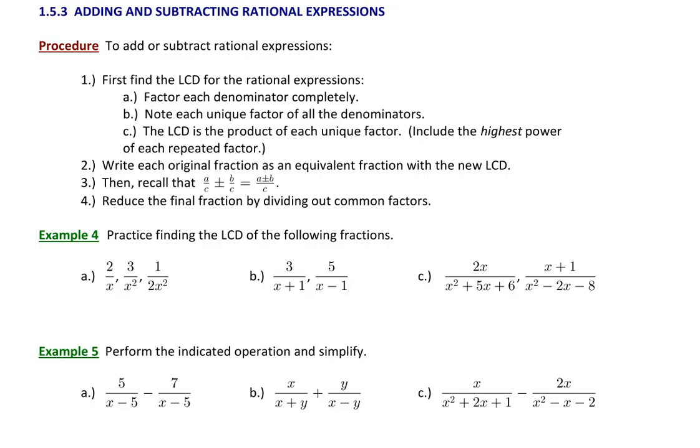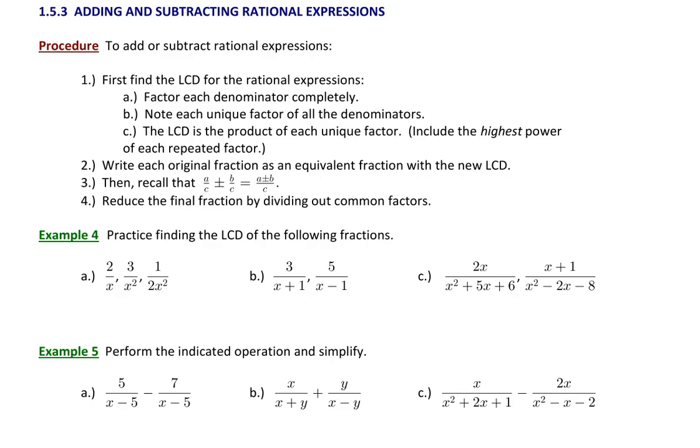The first thing we're going to have to do is find the LCD for the rational expressions. To identify the LCD, we're going to have to do a lot of factoring. First of all, we're going to factor each denominator completely, and then note each unique factor of all of the denominators. The LCD then is the product of each unique factor, and as we'll see in our examples, we always want to include the highest power of each repeated factor.